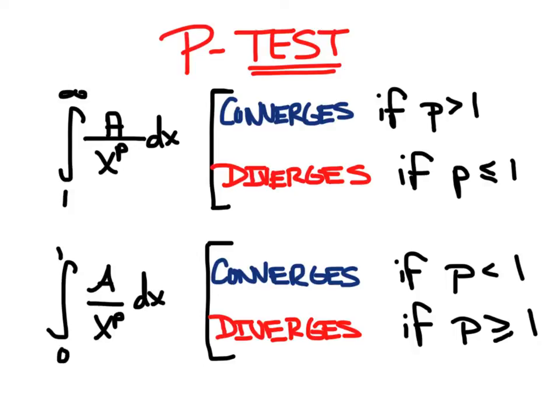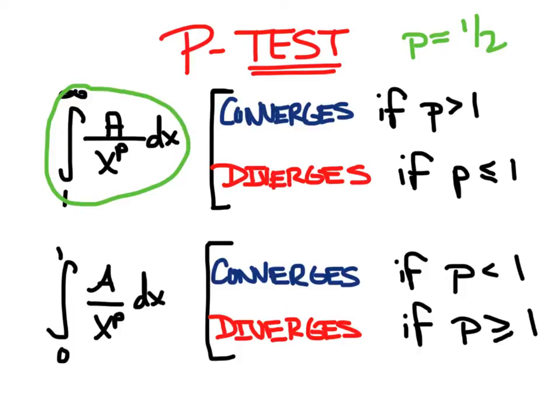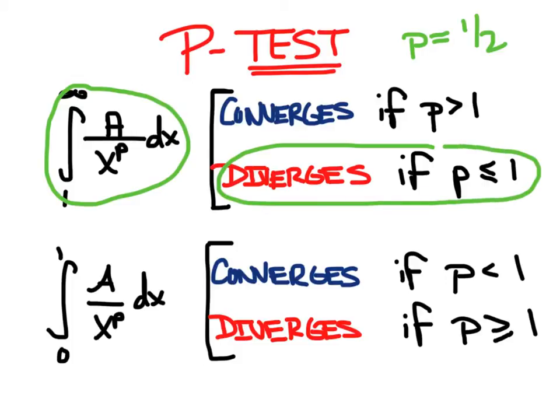But there's also another version of the p-test, just to review it. It doesn't apply here. From 0 to 1, the results are opposite, so this integral converges if p is less than 1 and diverges if p is bigger than or equal to 1. But for our sake here, what actually matters is that our p is 1/2, and we're in this situation here. So we find that we're actually in a divergent case because p is less than or equal to 1.